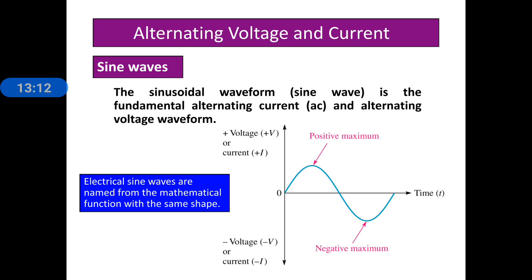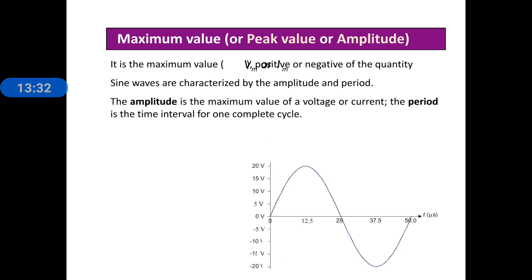Electrical sine waves are named after the mathematical function with the same shape. This shape is obtained from the sine function, so the waveform is called a sinusoidal waveform. In this figure we can mark the maximum voltage and the negative maximum voltage.